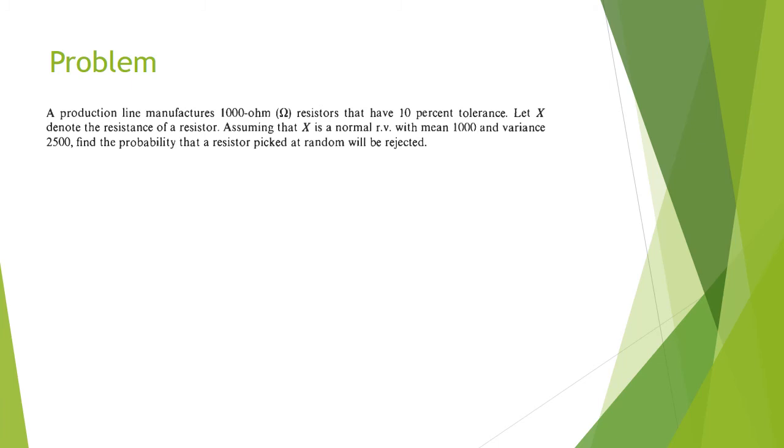See this problem. A production line manufactures 1000 ohm resistors that have 10% tolerance. Let X denote the resistance of a resistor. Assuming that X is a normal random variable, meaning it can take any value, with mean 1000 and variance 2500. Find the probability that a resistor picked at random will be rejected. So what all things are given here.